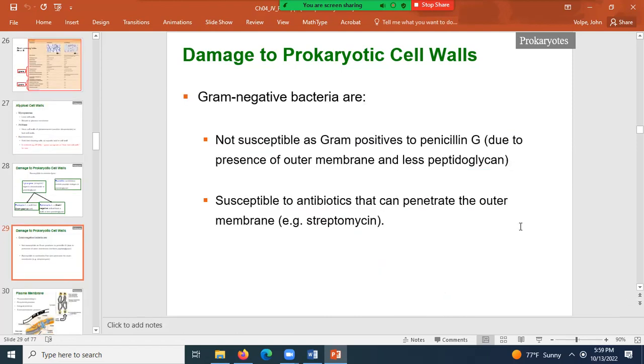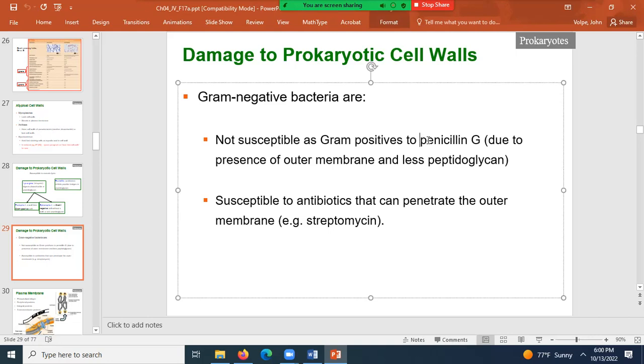But the gram-negative bacteria are not as susceptible to some agents which damage the cell, like penicillin G, because penicillin G cannot get through the outer membrane of the cell wall and then damage the peptidoglycan. There are some other antibiotics that are similar to penicillin G, like penicillin V is one that comes to mind, that also follow the same procedure, unable to get through.